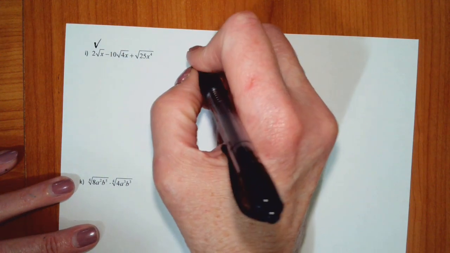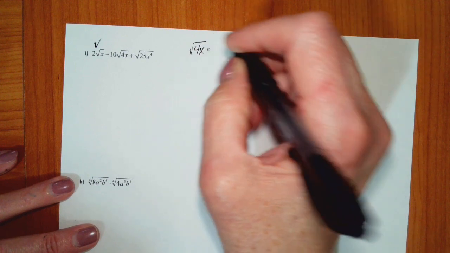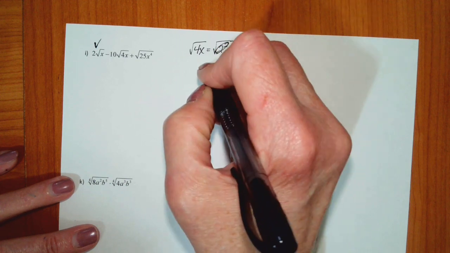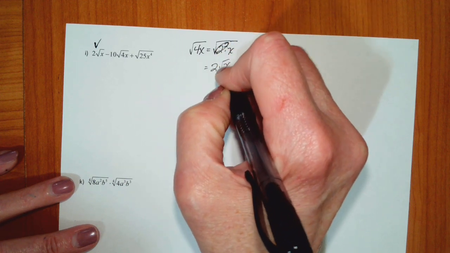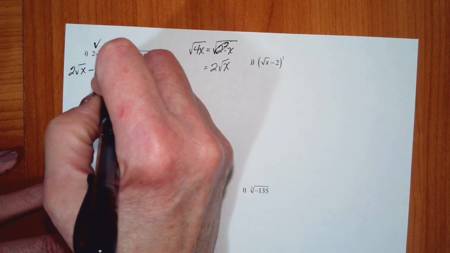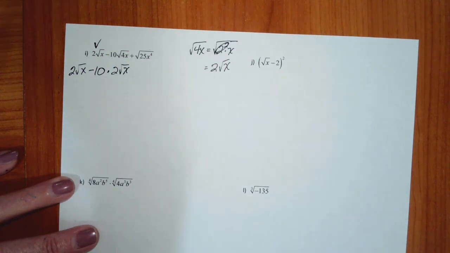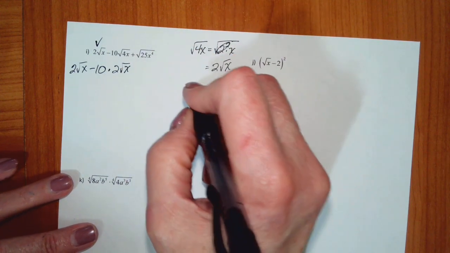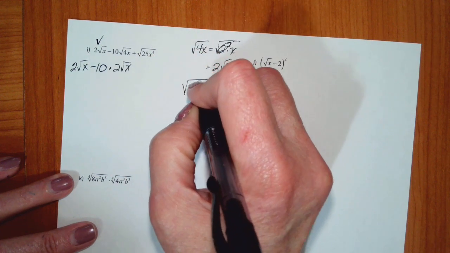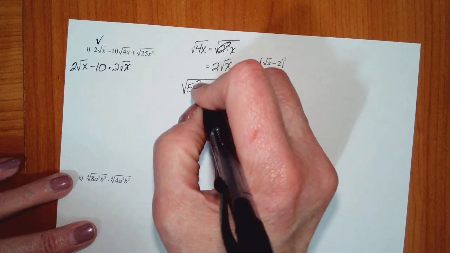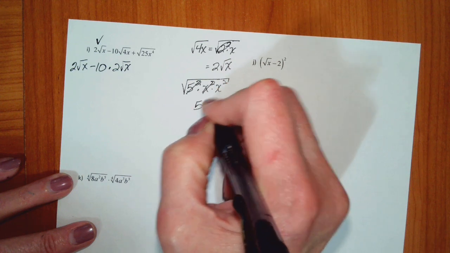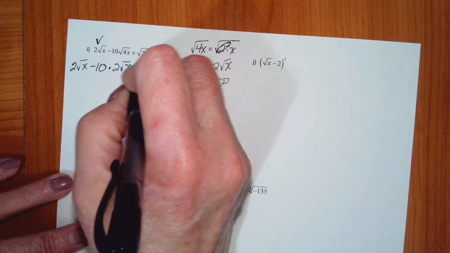The square root of 4x, I know, is equal to the square root of 2 squared times x. This comes out, so this is equal to 2 root x. So I have 2 root x minus 10 times 2 root x. Okay. And then if I have 25x to the fourth, I can write this as 5 to the second, x to the second times x to the second, so I get 5 times x, so plus 5x squared.